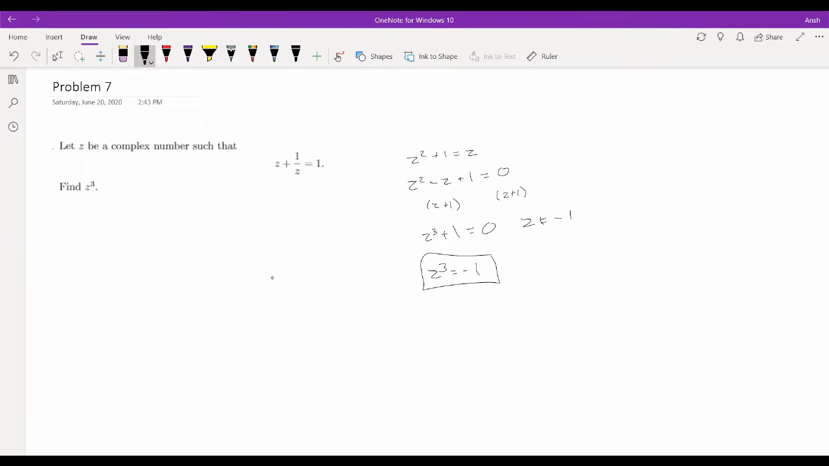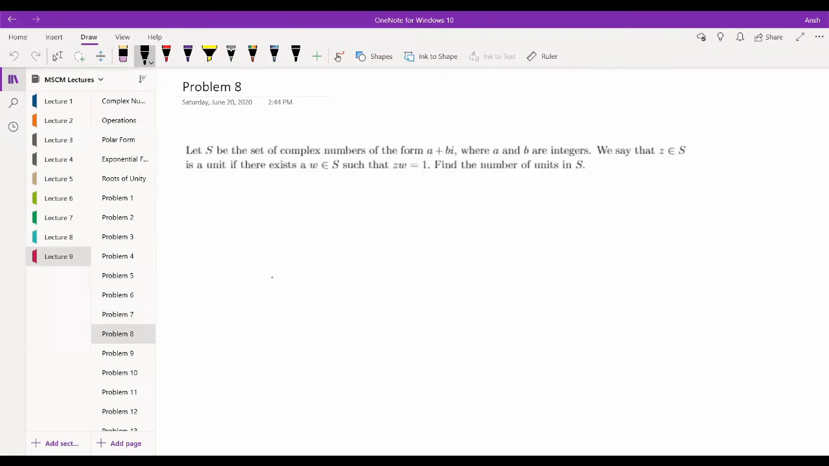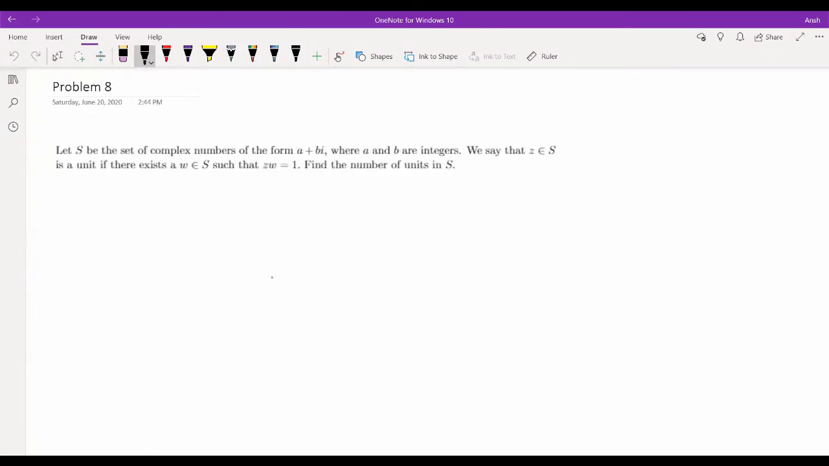All right, now on to our next problem, which is a bit more abstract. Let S be the set of complex numbers of the form a plus bi, where a and b are integers. We say that z in that set is a unit if there exists another element w of that set such that zw equals 1. And we want to find the number of units in S.